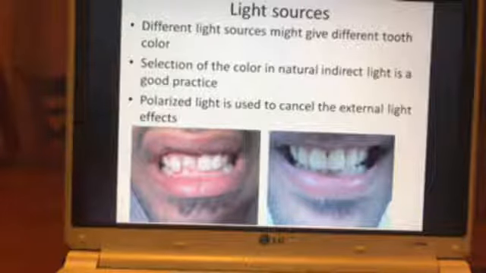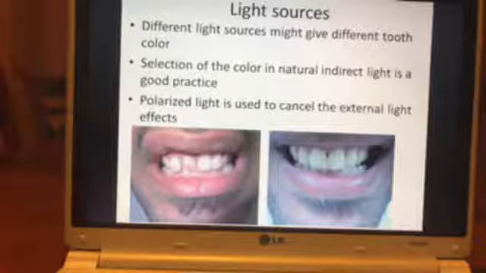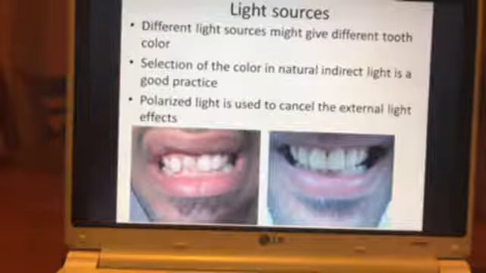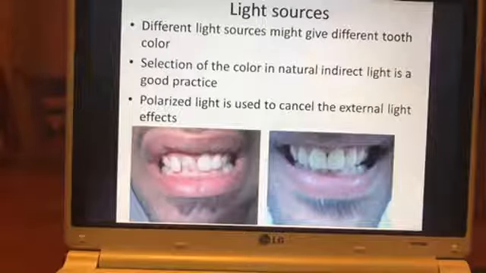Always use an indirect light. Open the window if you have one, and select the color in natural light, at the window. If your clinic is facing the window, if you are rich, you have a clinic that is facing the window and the Nile, that's very good. If you don't have, try to find some way. Some of my colleagues bring the patients outside the clinic to see the color.